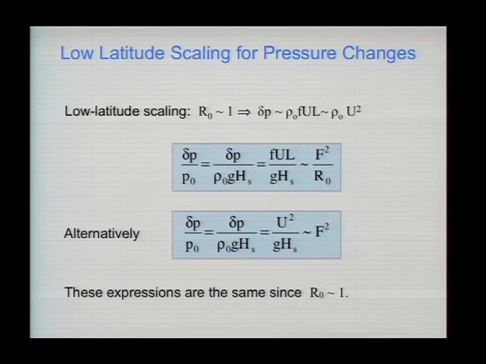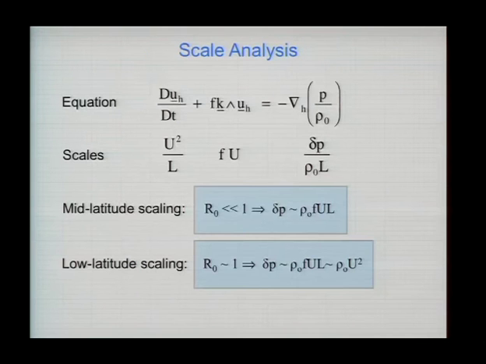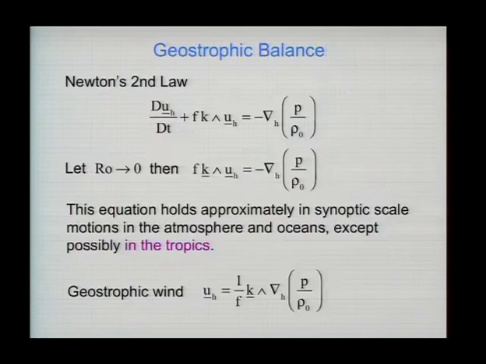Let's do the same thing for the tropics now. In the tropics, and here's the big difference, the Rossby number is 1. Remember, what does that mean? It means that every one of these terms is important. It also means that when we go to ask how big is the pressure change in the horizontal, well, it's rho FUL or it's rho U squared. We don't care. We can take either. So let's do that.